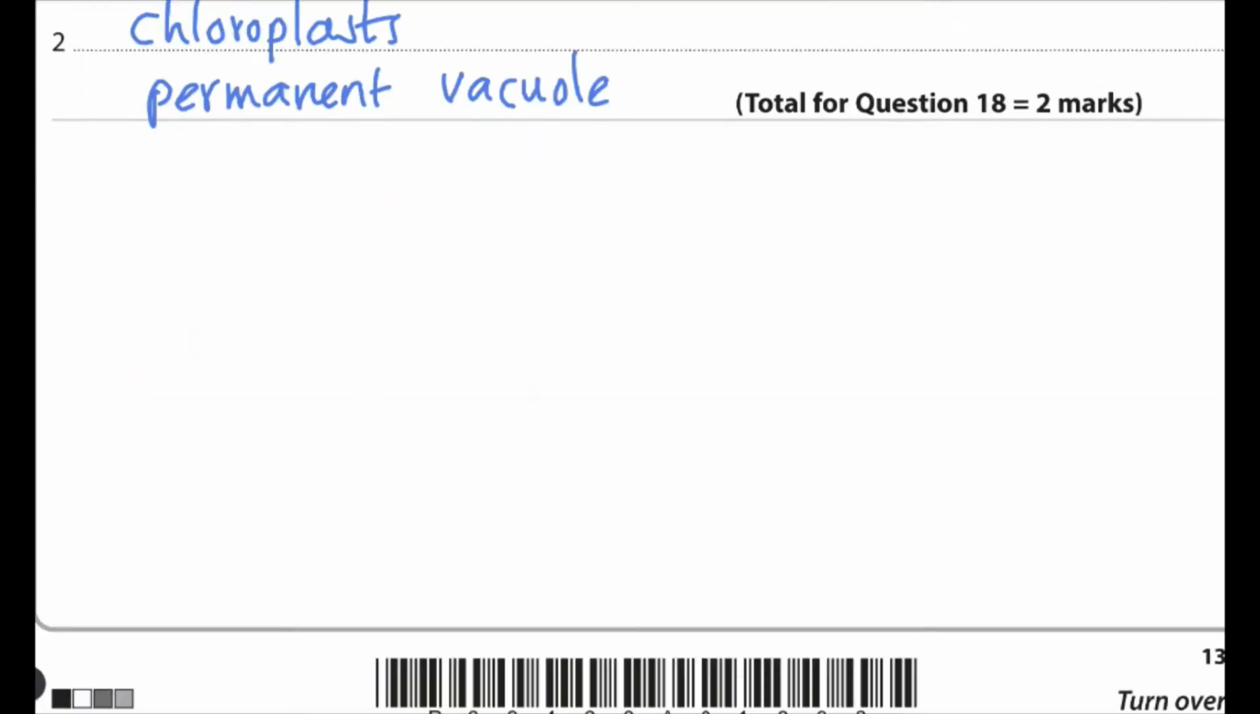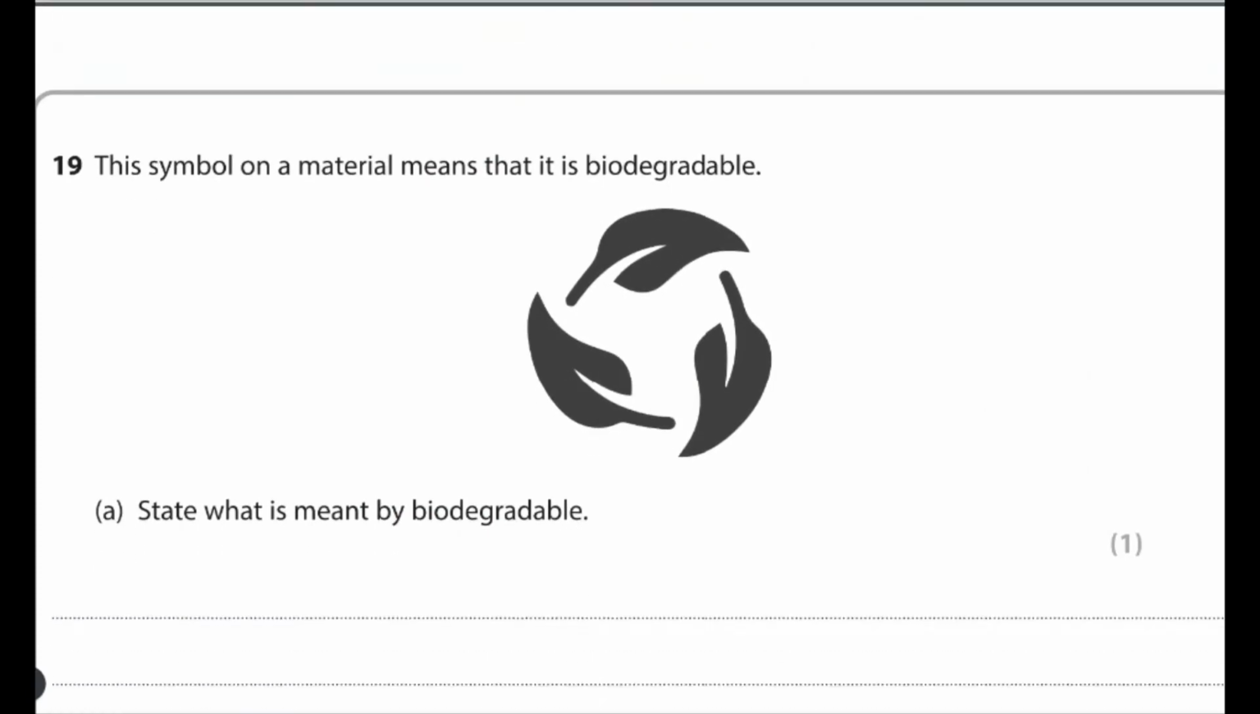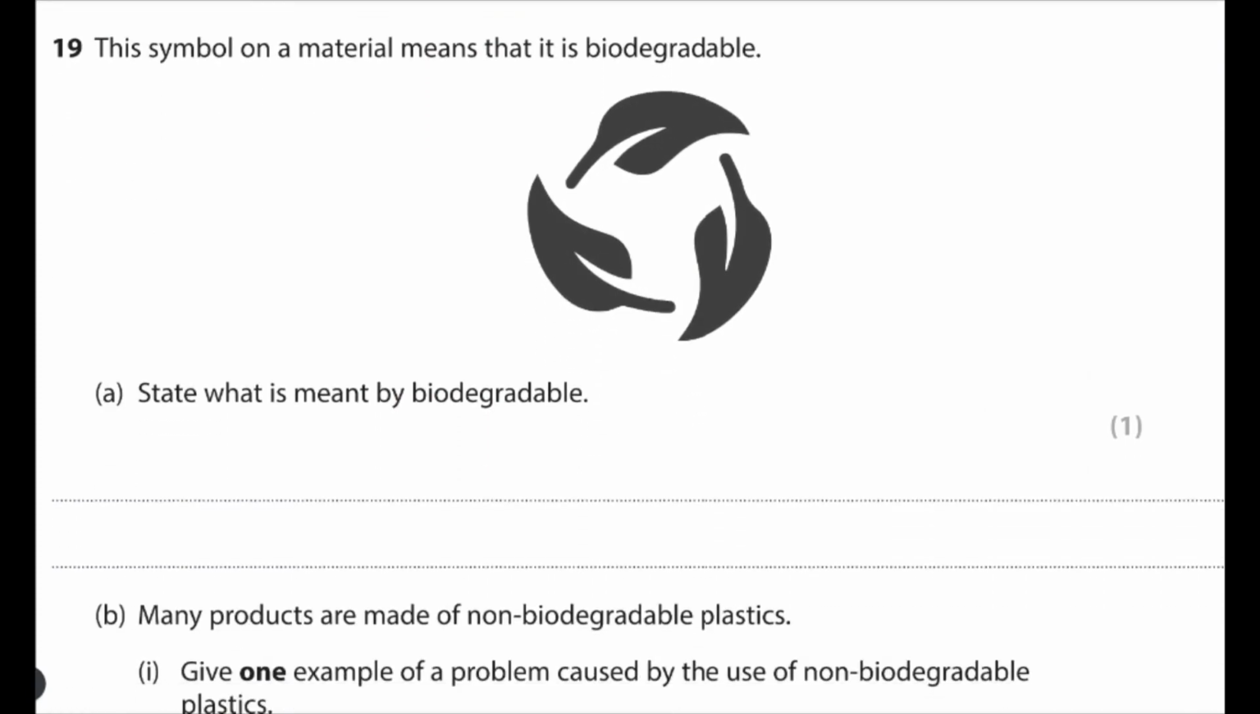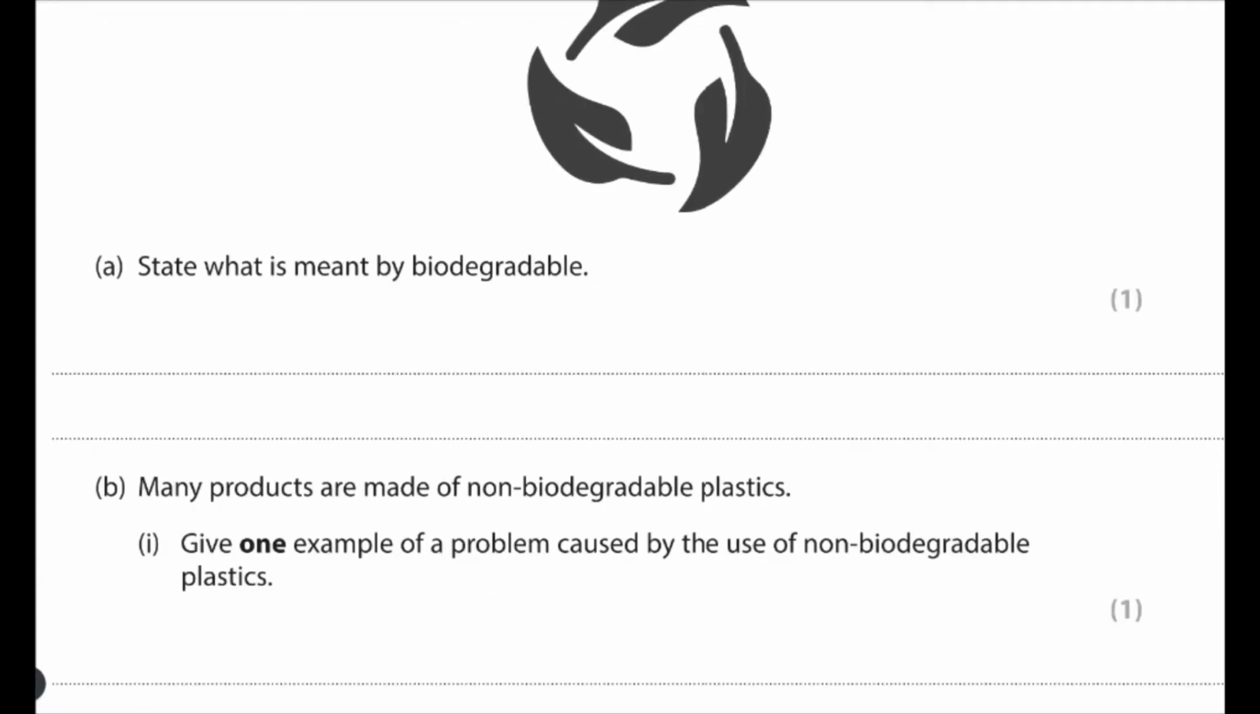Next question. The symbol on a material means that it is biodegradable. State what is meant by biodegradable. So biodegradable means the degradable part means it can be broken. Bio means it can be broken in a natural process, usually with microorganisms and decomposers. Okay, I will give the sentence this way.